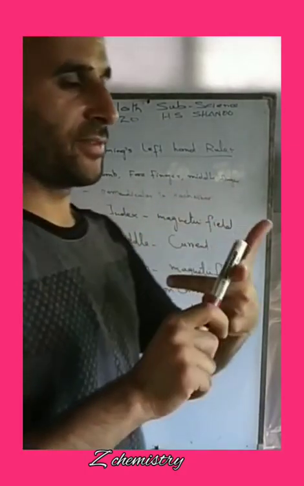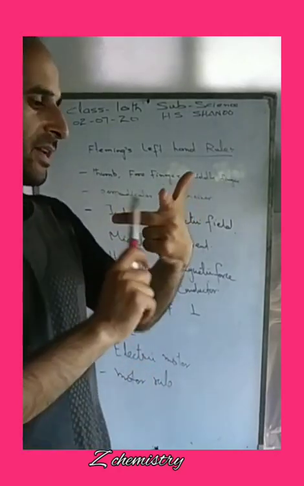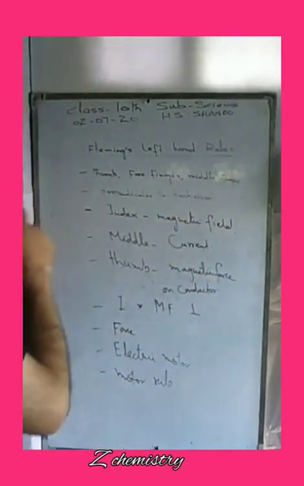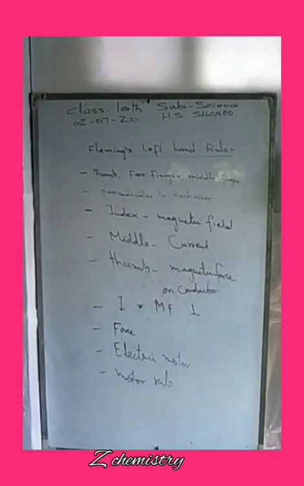that means this finger, shows us the direction of magnetic field, the middle finger shows us the direction of current, and the thumb shows us the direction of magnetic force on the conductor.